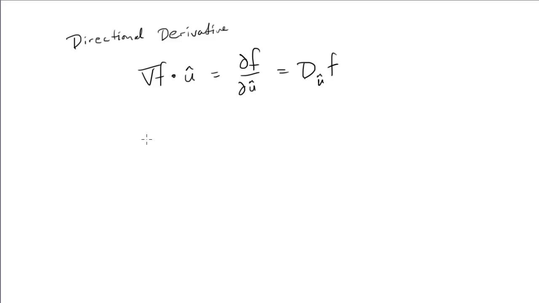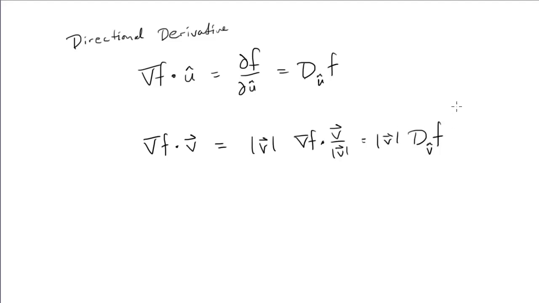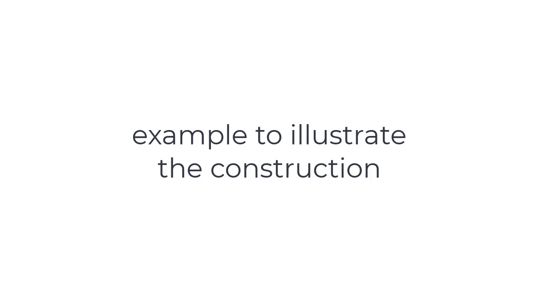Definition. The way we've been constructing things, this is the standard definition for directional derivative, and the two different notations. Given any other vector dot product, you can always pull out a scale, and it's just a scale of the directional derivative. Let's do an example to illustrate the construction we're doing.